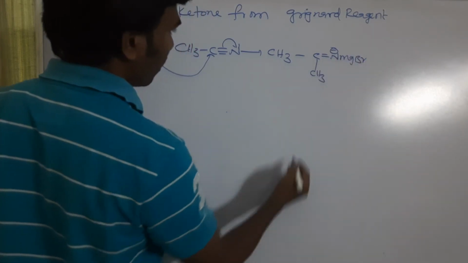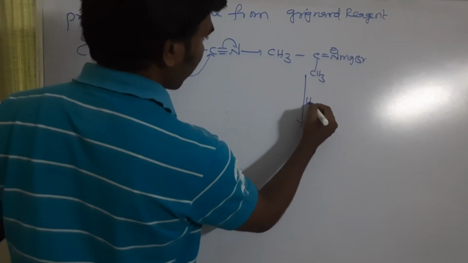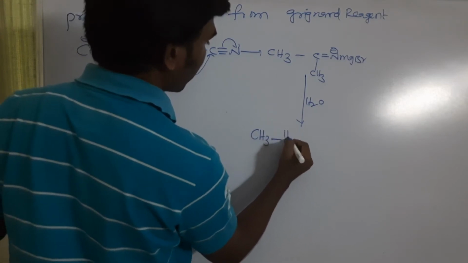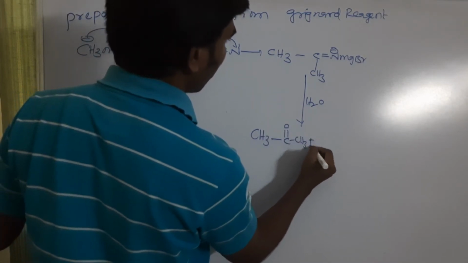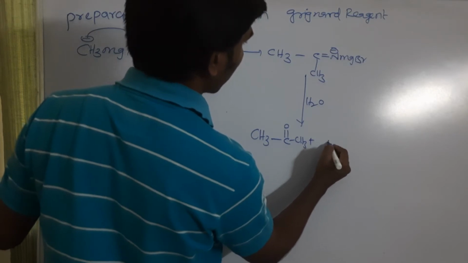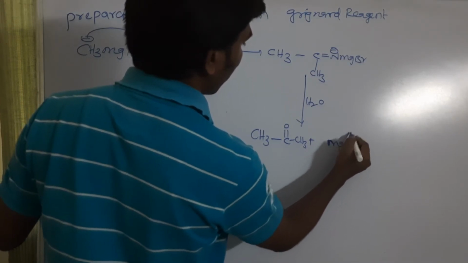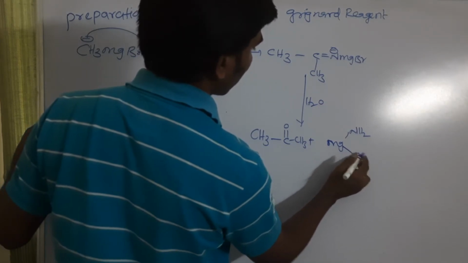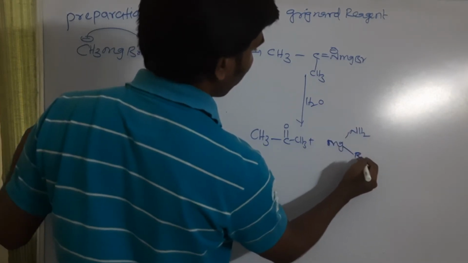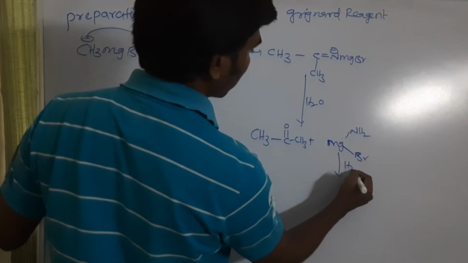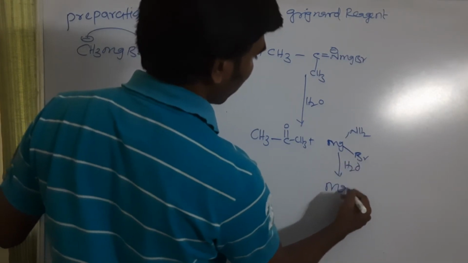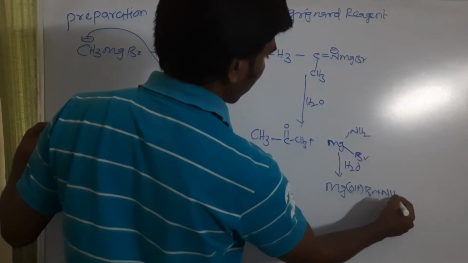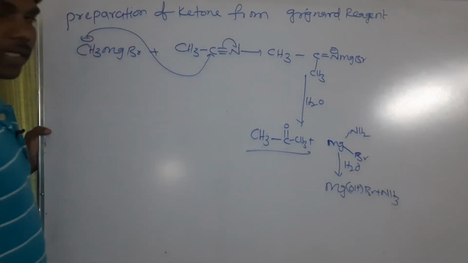When you go for hydrolysis, when you add water to this one, you are going to get CH3C double bond O CH3, plus nitrogen with magnesium forming MgBrNH2. On hydrolysis you will get MgOHBr plus NH3. So the ketone you will get like this.